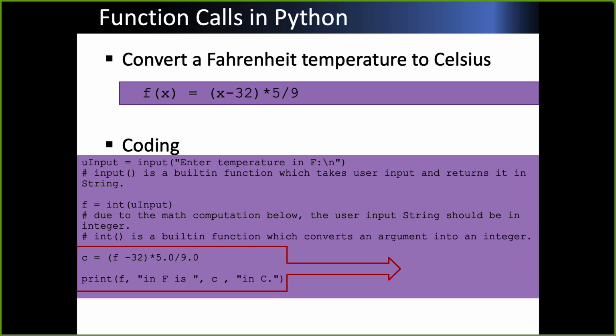Okay. And then there's a computation. Because we have an f, according to this formula, c is obtained, and then we can say print f in Fahrenheit. Some temperature in Fahrenheit will be another number in Celsius. That's what it is.